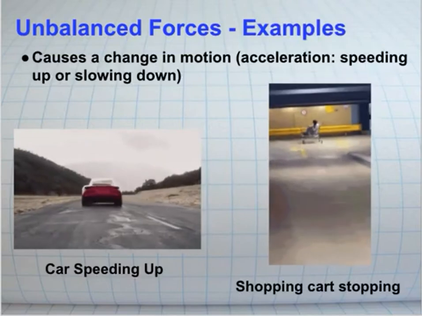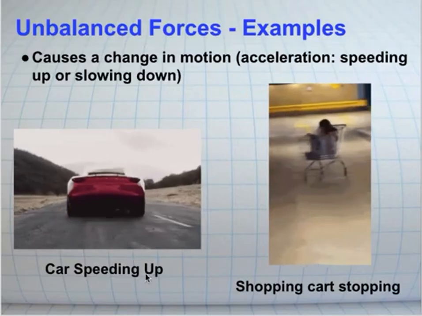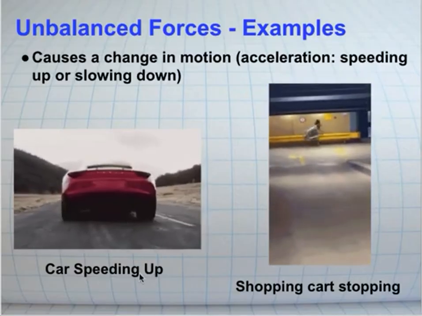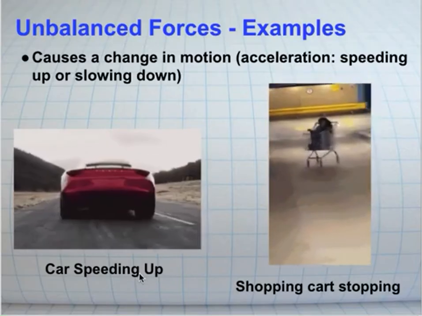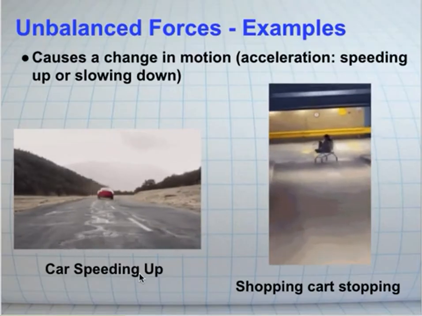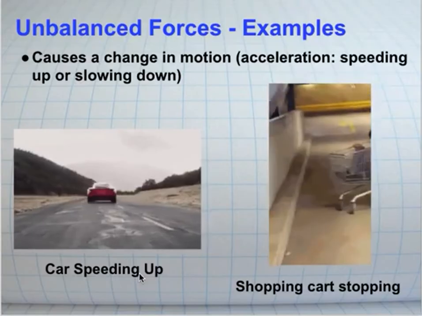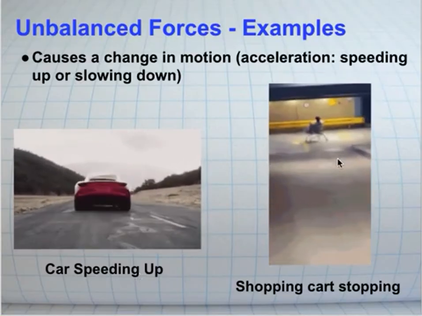Let's look at some examples of unbalanced forces. I gave you two right here. One is a car speeding up. Again, there's acceleration taking place. If a car is speeding up, it's getting faster and faster and faster. That means the force that's making it go forward has to be stronger than any force pushing against it.